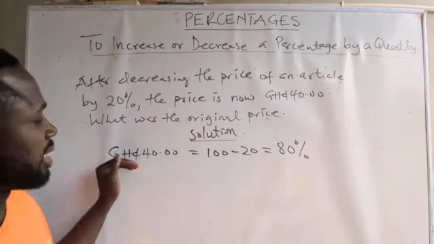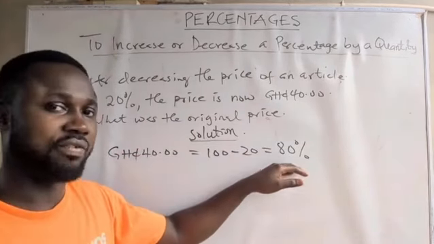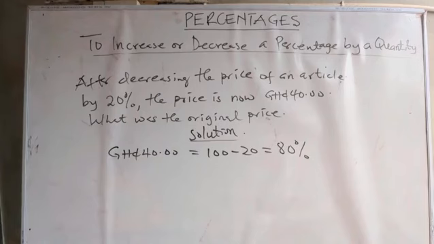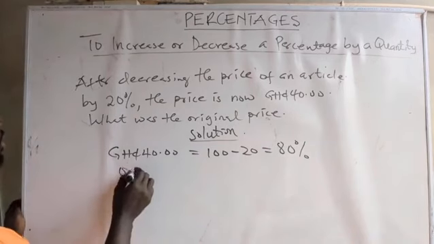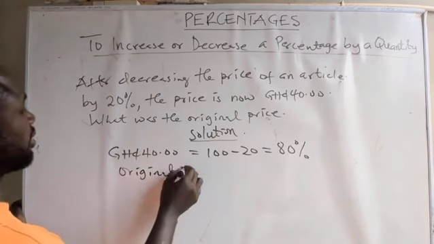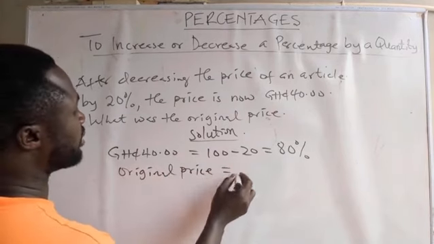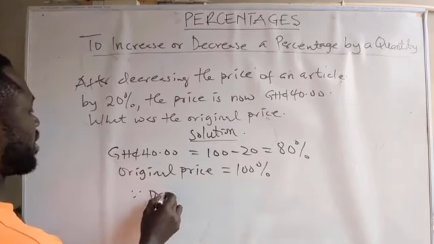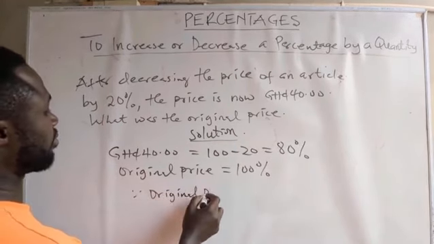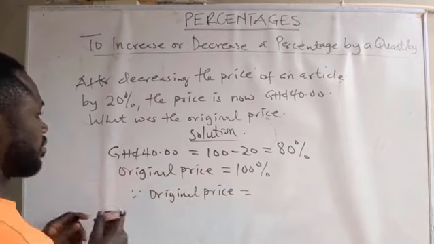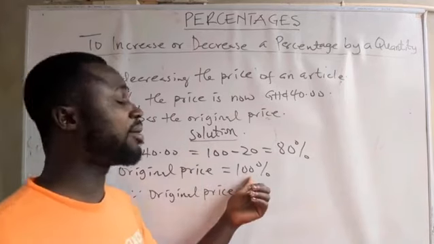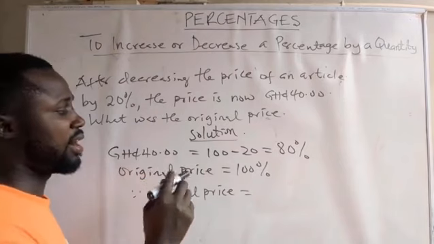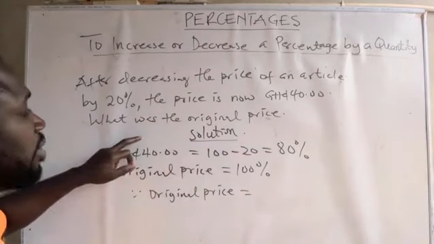Okay, so it means that the price is now 80. You have reduced it by 20. Then we are going to look for the original price. So the original price we know is 100%. Therefore our original price is what in terms of value? I'm looking for the value of 100%. So you see the scenario here. So that will be 100 over 80 times 40.